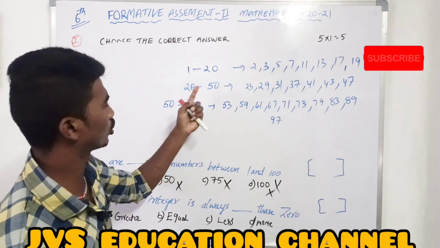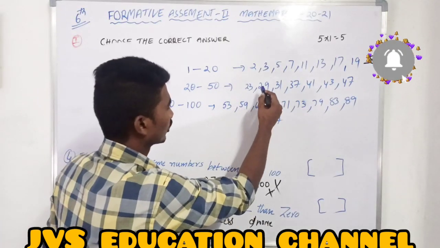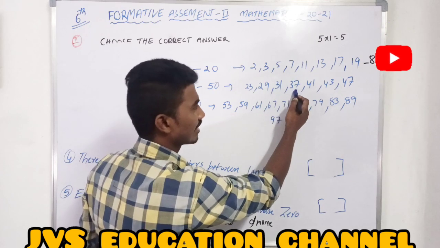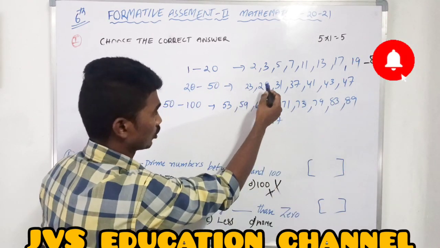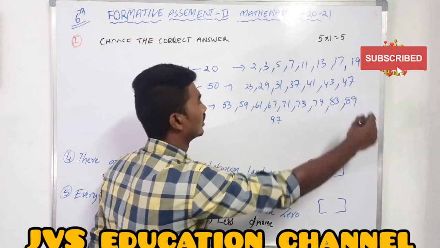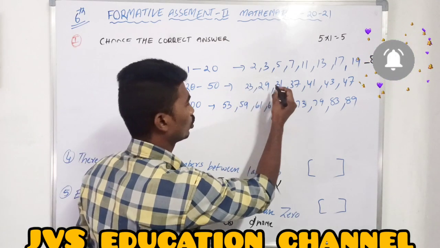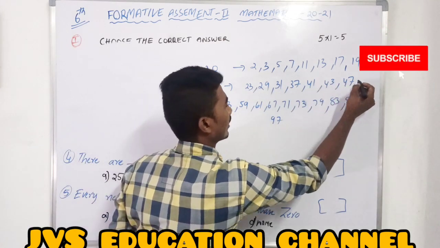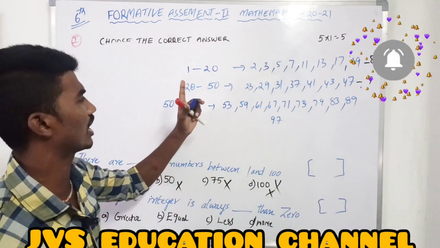And next, 20 to 50. How many prime numbers do we have? 23, 29, 31, 37, 41, 43, 47. Counting them: 1, 2, 3, 4, 5, 6, 7. Total 7. There are 7 prime numbers between 20 and 50.